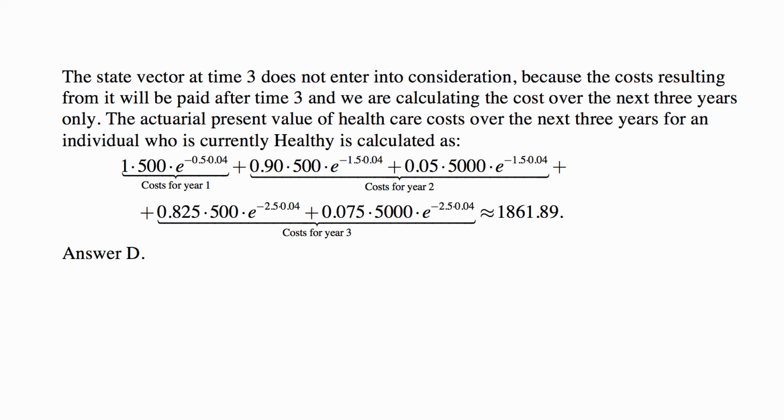And then for year 3, the probability of being healthy is 0.825, and the cost is 500, and then the payment is at time 2.5 with discount, and the force of interest is 0.04, and then the probability of being sick is 0.075. The amount paid is 5,000 at time 2.5, discounted at the force of interest of 0.04. So it's a little bit of calculation, but you can do this. And then the number that comes out is 1861.89 approximately. That's answer D, and that's a complete solution.